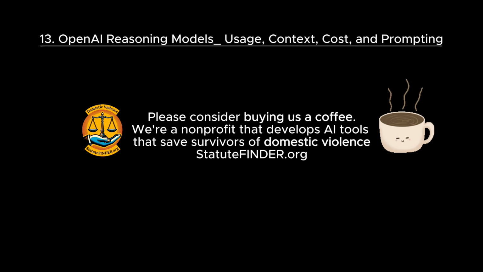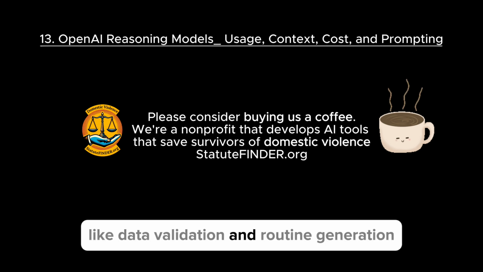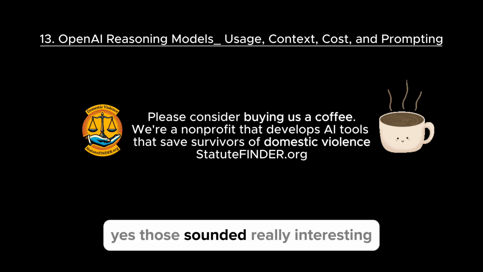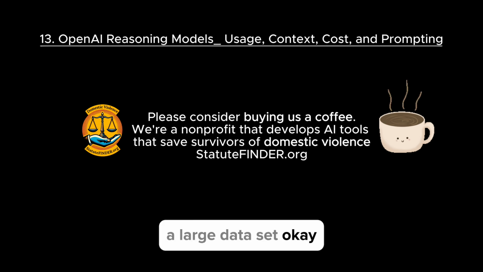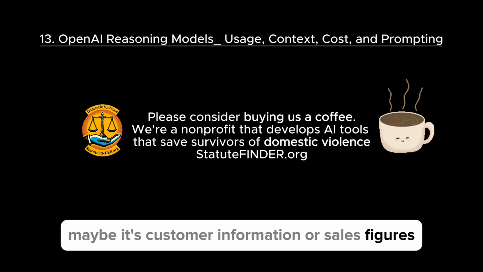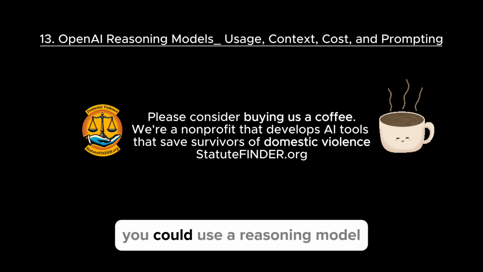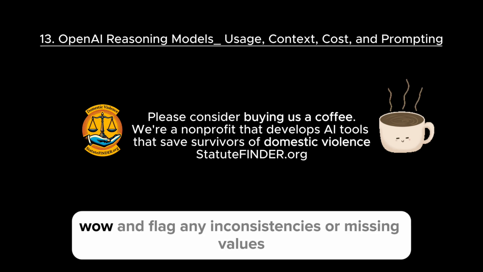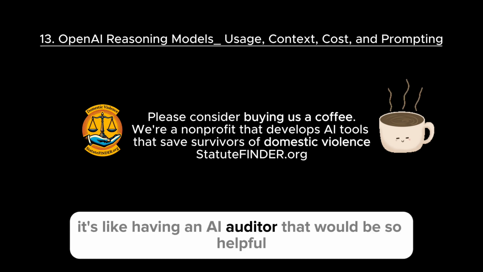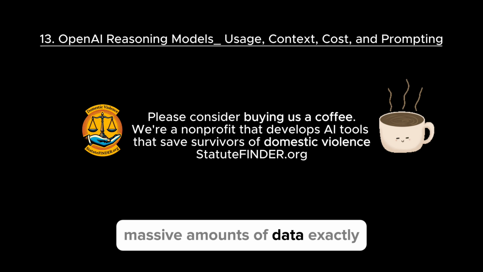Oh, absolutely. But what about those other use cases that the document mentioned, like data validation and routine generation? Those sounded really interesting. So let's imagine you're working with a large data set, maybe customer information or sales figures. Instead of manually checking for errors, you could use a reasoning model to automatically validate that data and flag any inconsistencies or missing values. It's like having an AI auditor. That would be so helpful, especially when you're dealing with massive amounts of data.